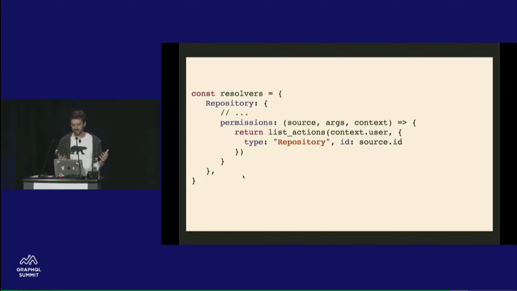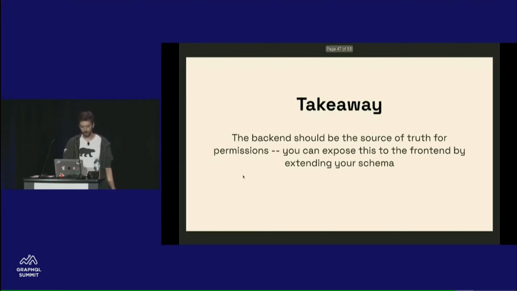The way you might implement this, in a simple case: the user has a role, and you return the list of permissions the role has. As this gets more complex, it can get more involved. That's where you probably want to turn to an existing authorization solution. Something like Oso can do this pretty nicely.